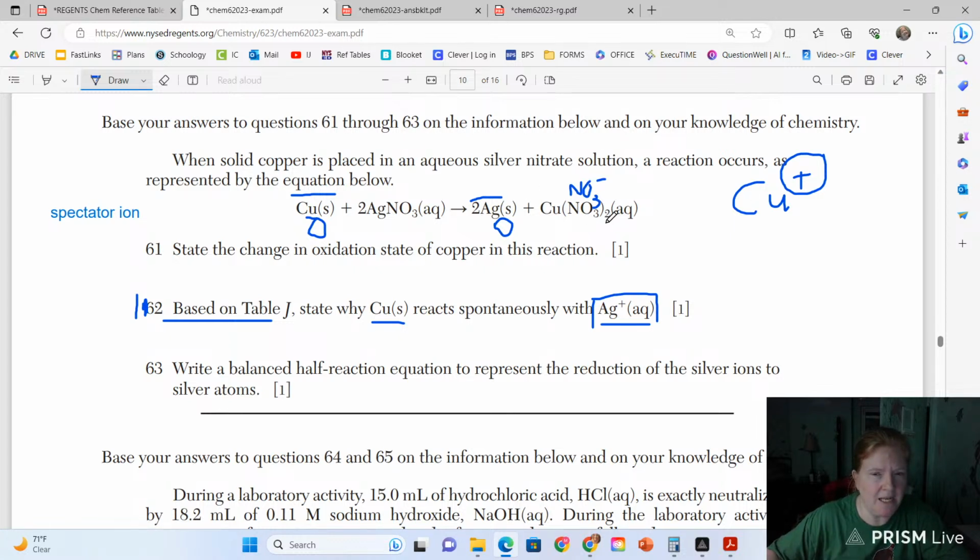Okay. So, and then you see this 2 outside the NO3? That means there's 2 of them. So 2 NO3s. Okay. So this one had a -1. This one had a -1 for a total of -2.